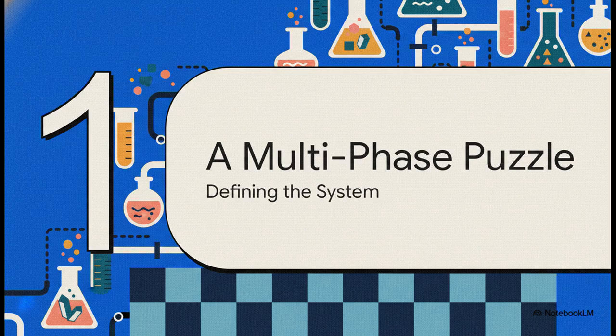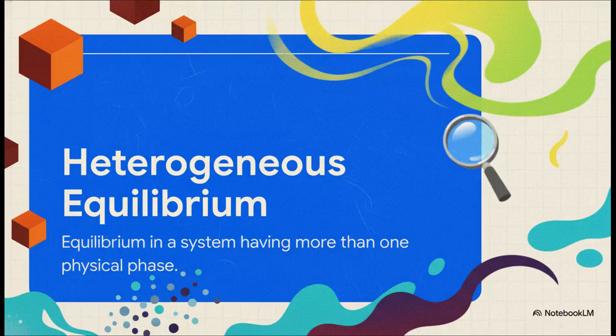Okay, so before we can solve this puzzle, we first need to get a really clear picture of the board we're playing on. We have to define exactly what kind of system we're even talking about. And that brings us to our big term for the day: heterogeneous equilibrium. Now, heterogeneous sounds fancy, but it just means made of different parts. So we're talking about a chemical reaction that has reached a state of balance, but the stuff inside is in different physical states. You might have a solid reacting with a gas, or a liquid with something dissolved in water.